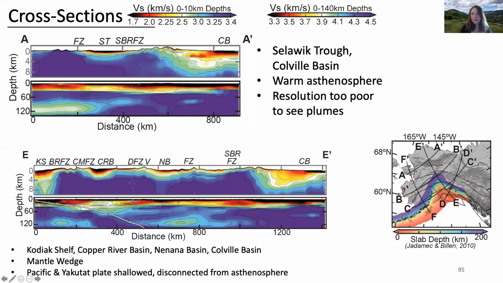E-E prime spans from the Gulf of Alaska to the Colville Basin in the North Slope. We similarly image the slow sediments in the Colville Basin and smaller, shallower basins. We also see the mantle wedge-like structure above and intersecting the mapped downgoing Pacific slab, shown as a fast purple. You can also see the warm asthenosphere is disconnected from this area.